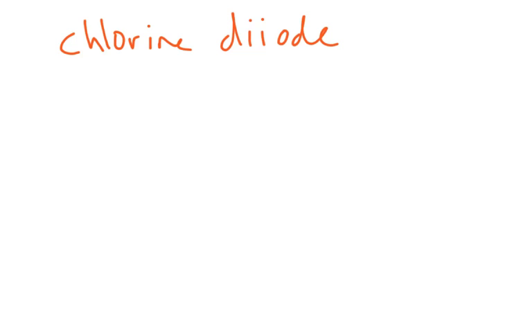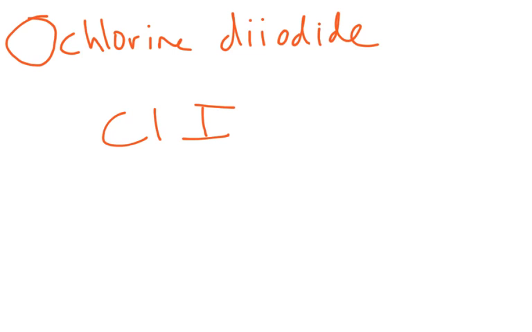The last one on your sheet is chlorine diiodide. So that has chlorine in it and iodine. And there's no prefix in front of chlorine, so that means 1 chlorine. There is, however, a prefix in front of iodine, and that's di, so that's going to be 2 iodides. So chlorine diiodide is ClI2.